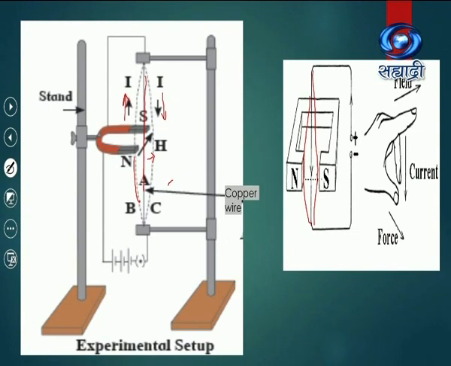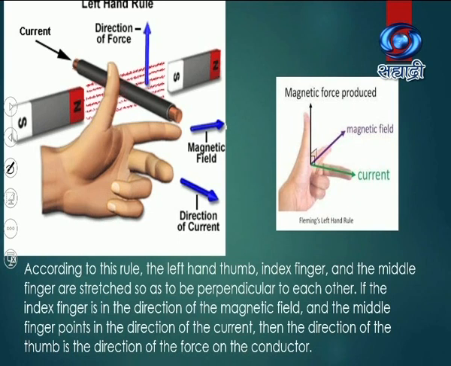So what is Fleming's left hand rule? According to this rule, the left hand thumb, index finger and the middle finger are stretched so as to be perpendicular to each other, as you can see in this figure. If the index finger is in the direction of magnetic field, the middle finger points in the direction of current, then the direction of the thumb is the direction of force on the conductor.